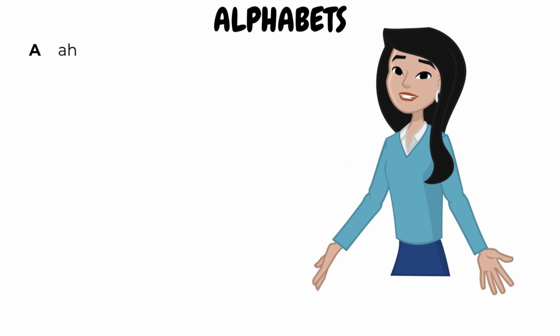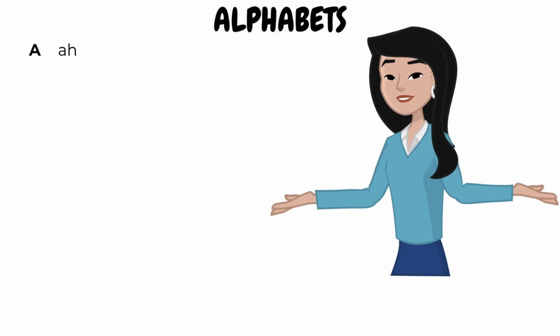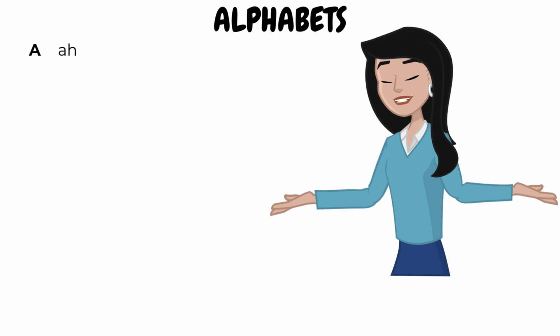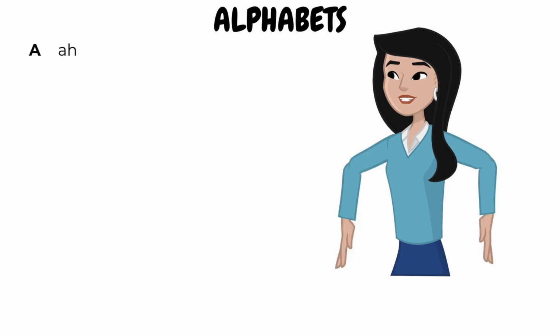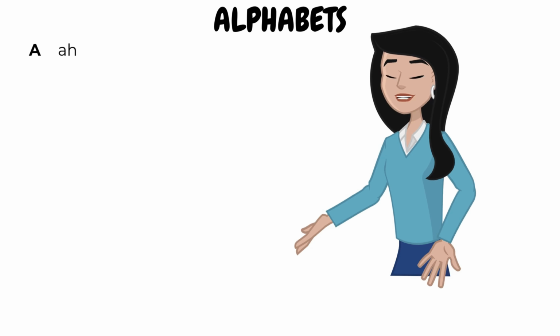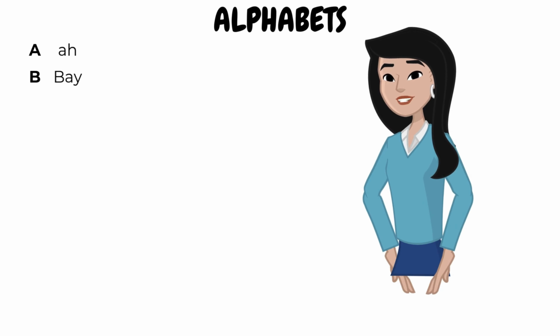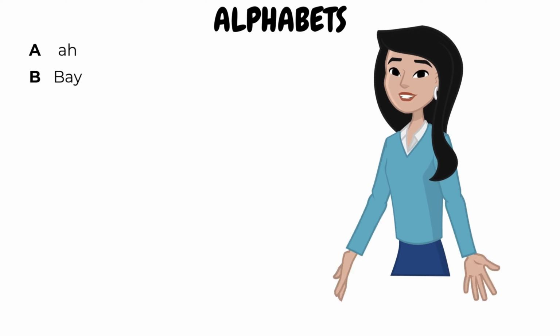Let's start with the basics. The German alphabet is very similar to the English alphabet, but with a few unique additions. First up, the letter A. In German, it's pronounced like the A in father. Repeat after me. A. Next, we have the letter B. It's pronounced like the bay. Repeat. Bay. An example word is Bein, which means leg.